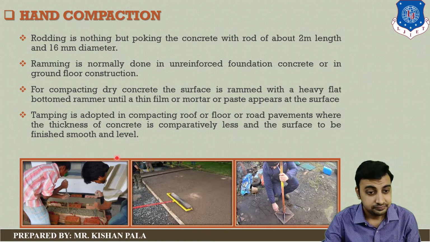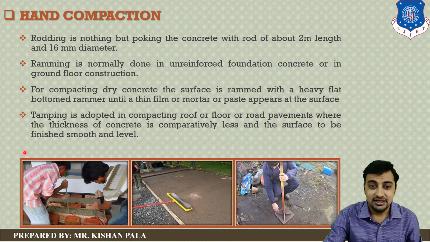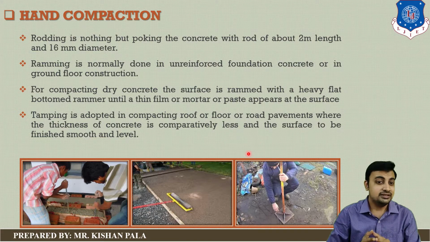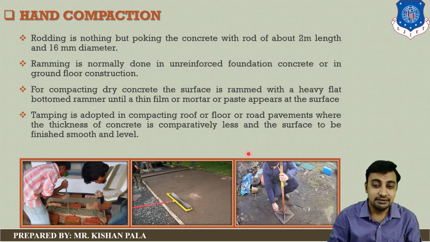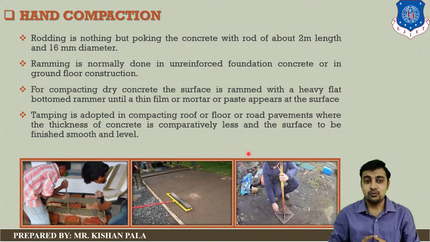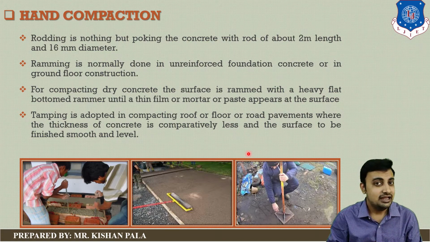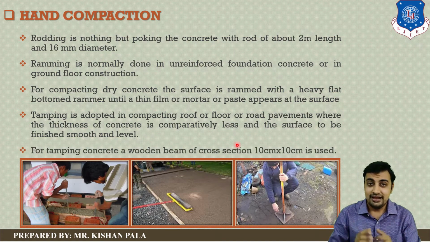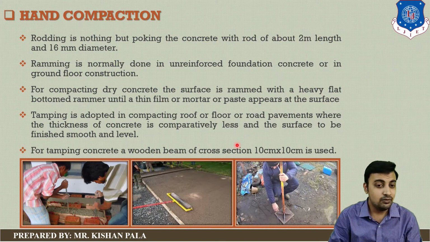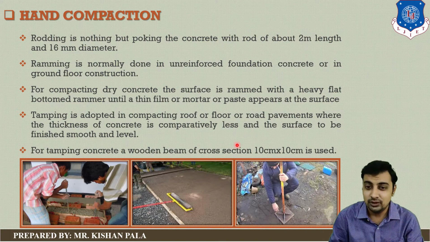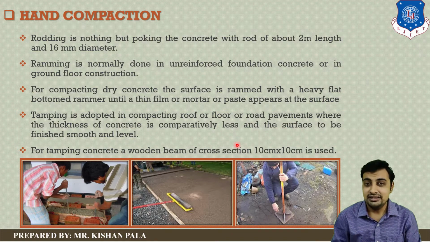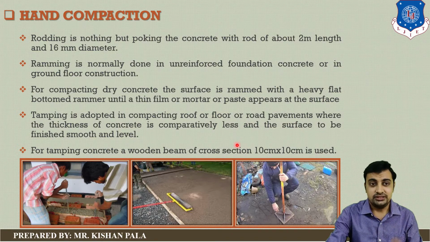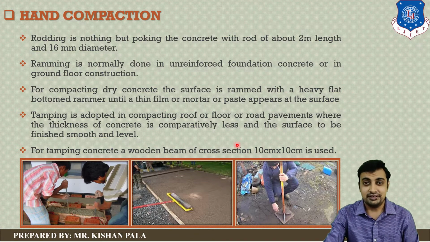And tamping is adopted in compacting roofs, floors, or road pavements where the thickness of the concrete is comparatively less and the surface is to be finished smooth and level. You can also apply hand compaction by tamping concrete with a wooden cross beam with a dimension of 10 centimeter by 10 centimeter. So this is all about hand compaction.